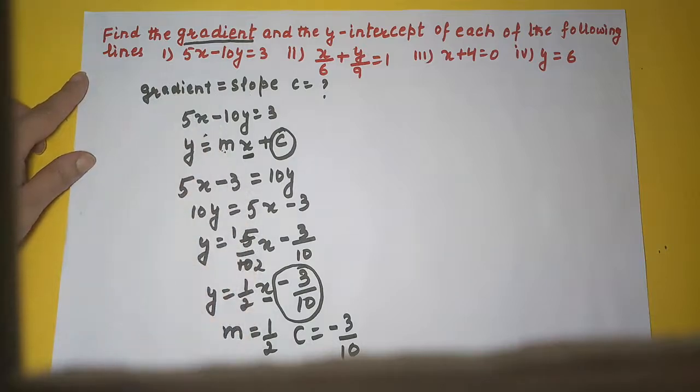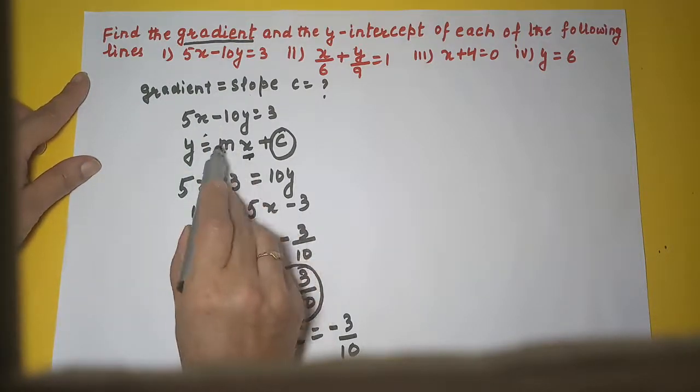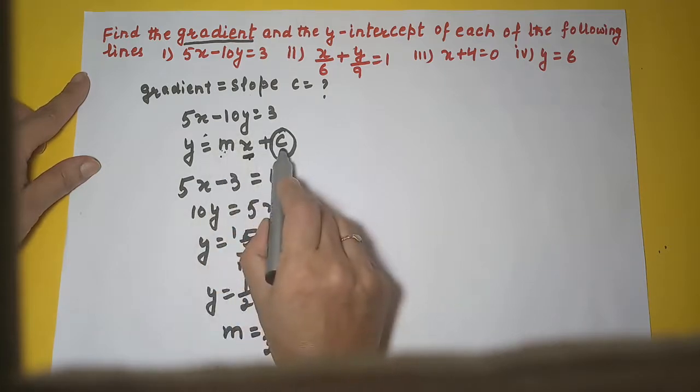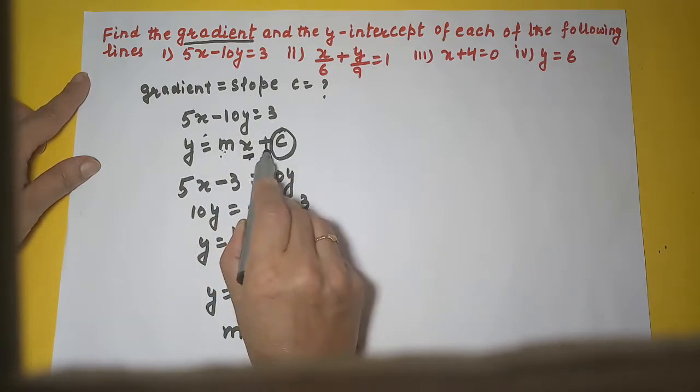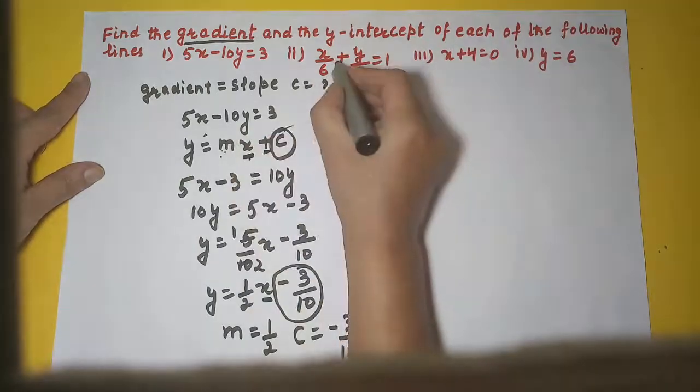Convert the equation first into the standard form, and then whatever is the coefficient of x will be your slope, and the constant term, take care of this sign also. Along with this sign you have to take the constant term, which becomes your c. That's y-intercept.